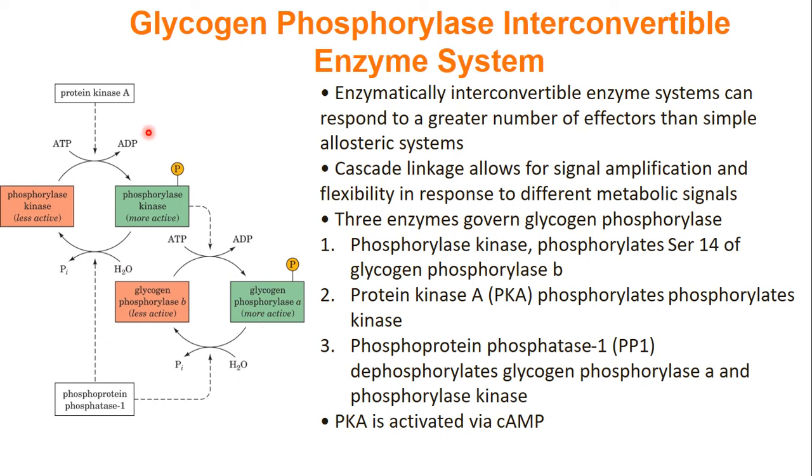And so this is an amplification scheme. Let's say we turn on 10 protein kinases with our cAMP. Those 10 protein kinases can turn on 100 phosphorylase kinase. These 100 phosphorylase kinase can turn on, let's say, 100 glycogen phosphorylase. So you can see how large of a signal amplification we can actually get through a scheme like this.